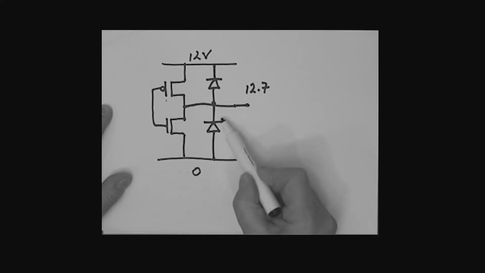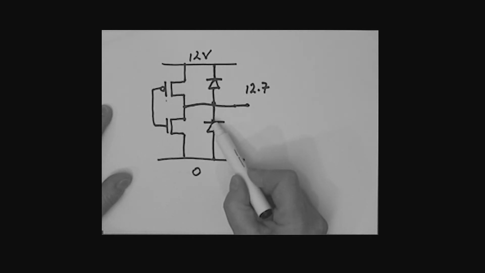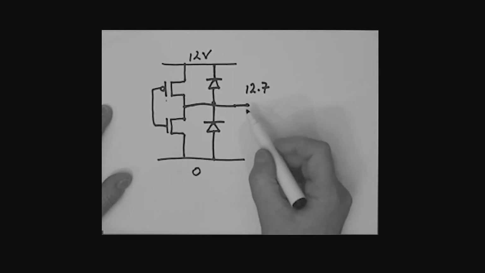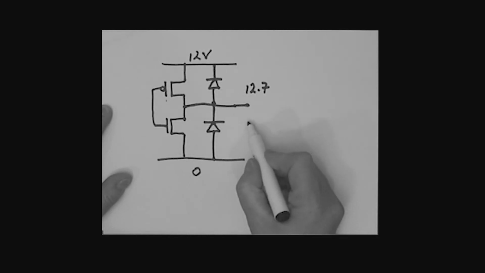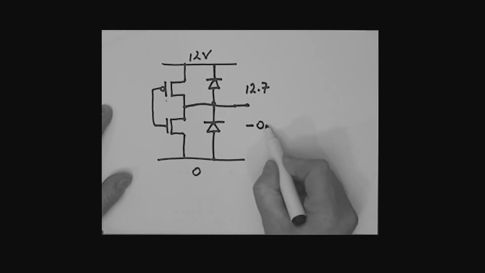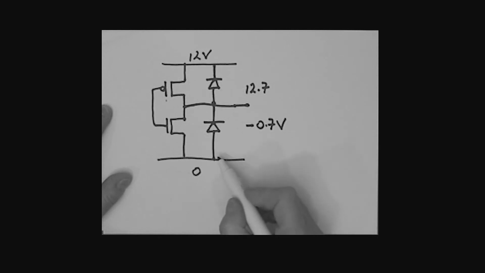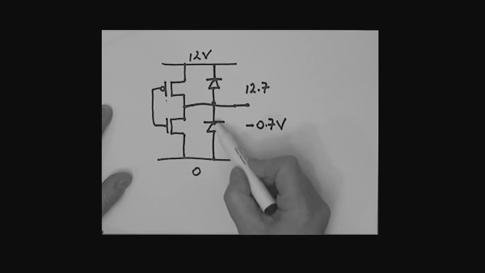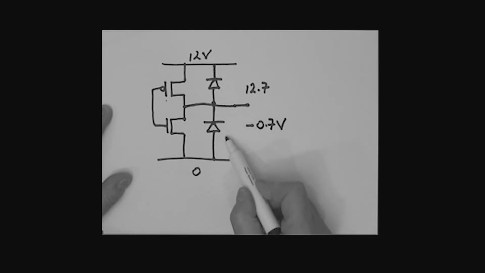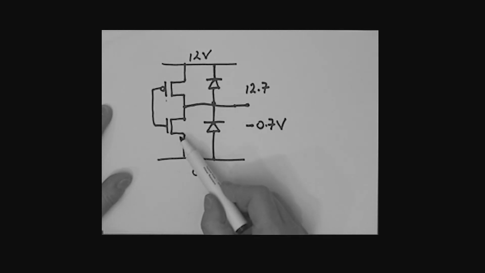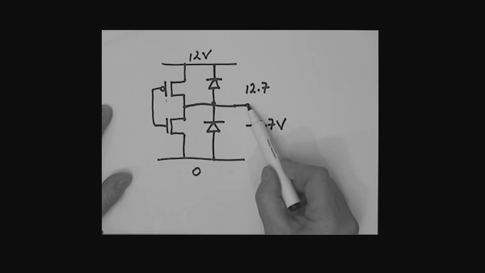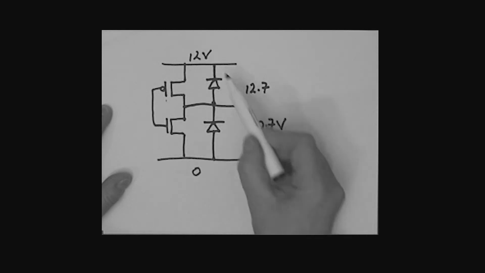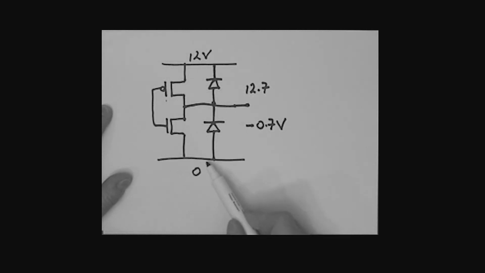Similarly, this diode here is also going to protect this transistor, and this output here cannot go any less than minus 0.7 volts. And let's look at that situation. If this goes to minus 0.7 volts, this diode is then conducting, and so we have a 0.7 volt drop across it. So really these diodes are protecting these transistors. They're making sure that this output cannot rise much above the 12 and cannot fall much below the 0.